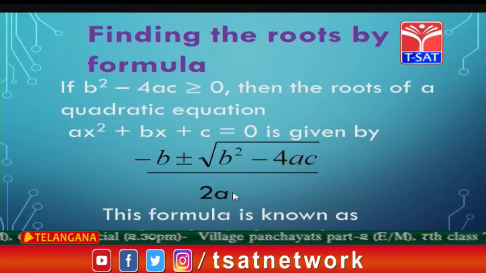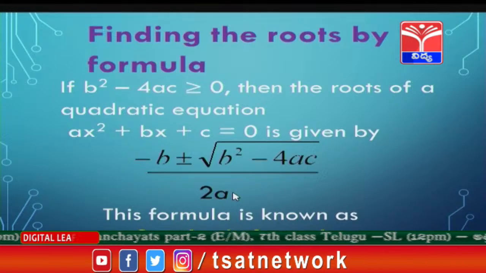This formula is known as the quadratic formula. Now, let us try how to use this formula in the given equation.